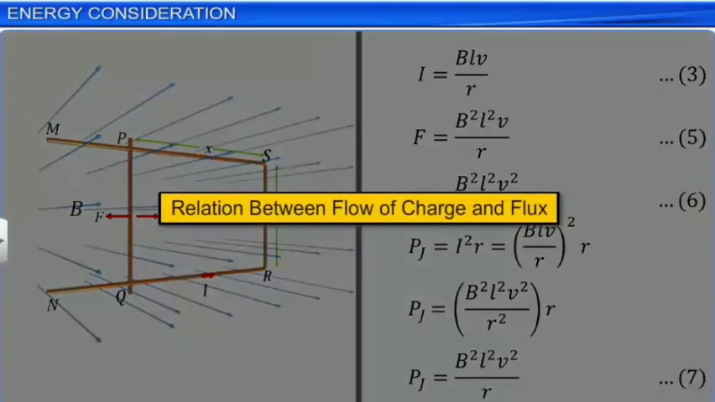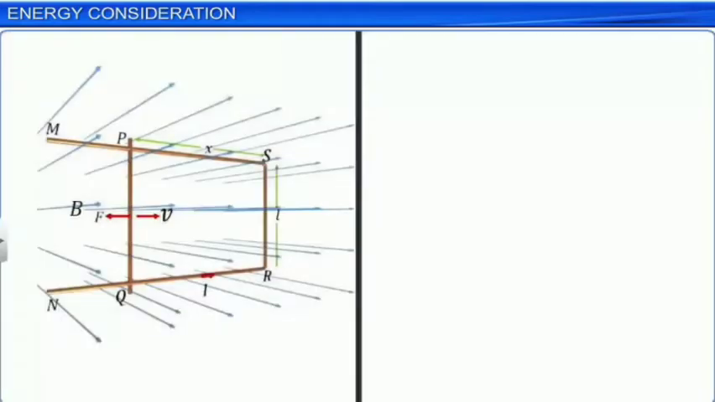Let us now study the relationship between the flow of charge through the arm PQ and the flux. From Faraday's law, we have learned that the magnitude of the induced EMF, modulus E, is equal to change in magnetic flux delta phi B by delta T. Let this be equation 8.